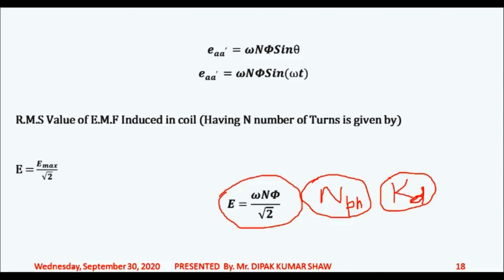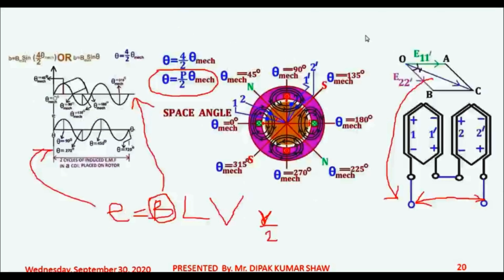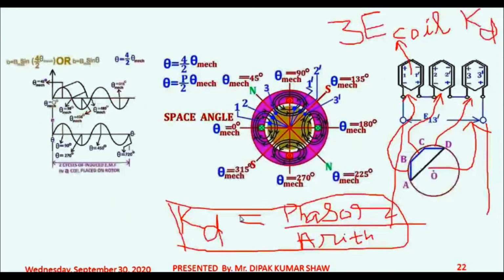So what is Kd? Kd is the distribution factor. Why? Because we have learned that distribution factor Kd is nothing but the ratio of phasor sum of EMF by arithmetic sum of EMF. So you have got three coils here. EMF induced in one coil is E coil, and the three coils are connected in series. You multiply by 3, you get the arithmetic sum. Multiply this by Kd, the distribution factor, I will get the phasor sum.